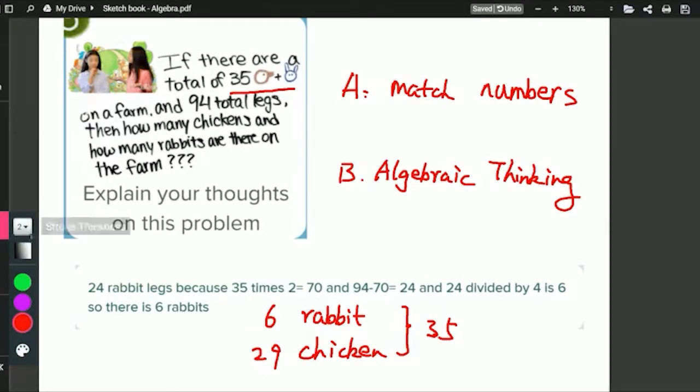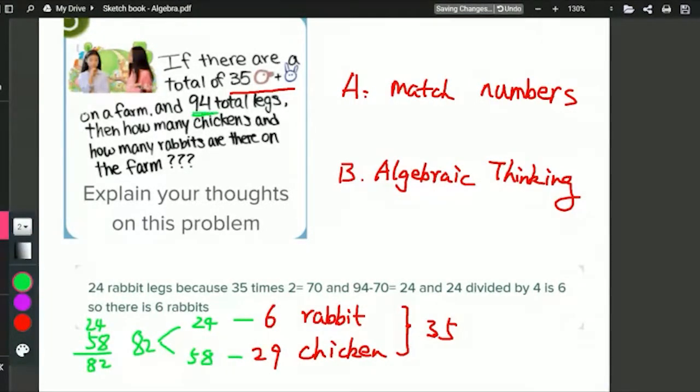And then what about the legs? 6 rabbits each has 4 legs, so that's going to be 24 legs. And each chicken has 2 legs. So 29 times 2, you will have 58 legs from the chickens. And if we add them up, 24 plus 58, that's going to be 82. Okay, so you have 82 legs, and that doesn't match.